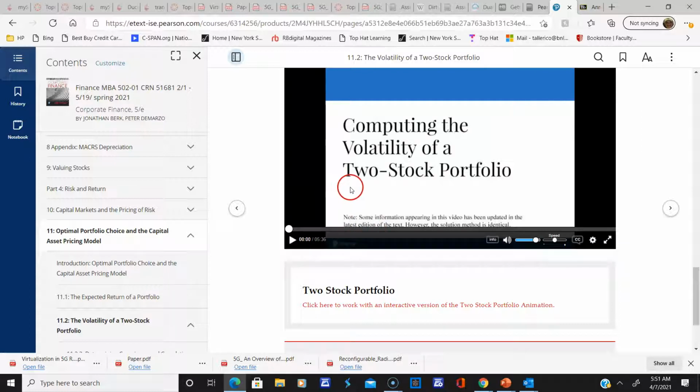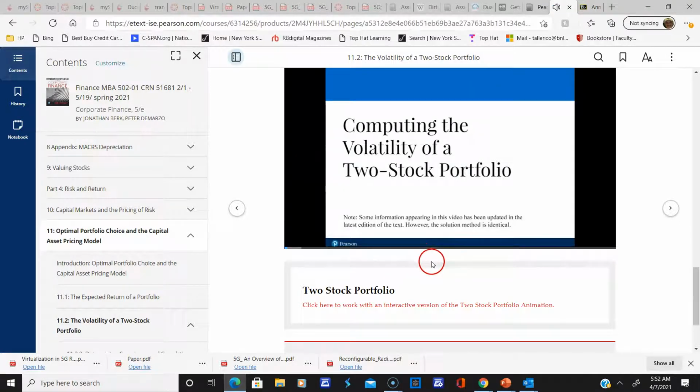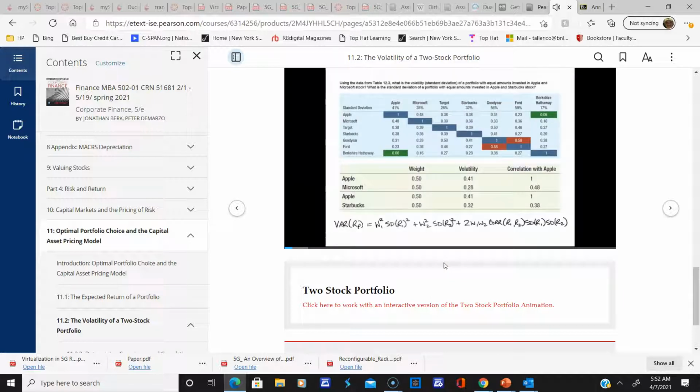All right, so let's compute the volatility. Let's go through this example, which is real nice, of a two-stock volatility. Computing the volatility of a two-stock portfolio. We're going to use the information from table 12.3, and we're going to look at two different portfolios. One is of Apple and Microsoft, and the other is of Apple and Starbucks. Looking at the table, we see that Apple has a standard deviation of 41%, Microsoft 28%, and Starbucks 32%. So that's their volatility on their own.